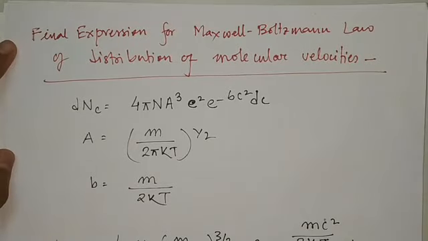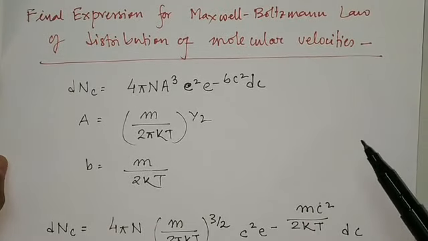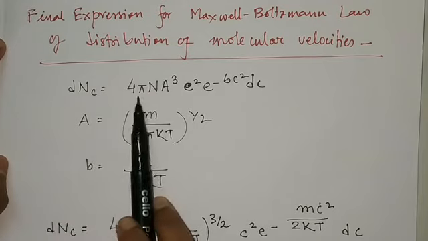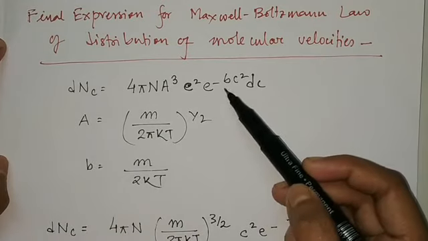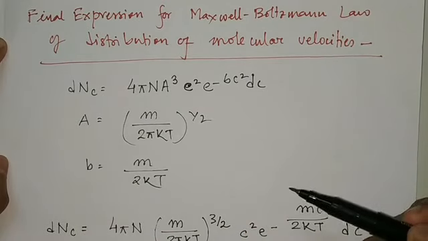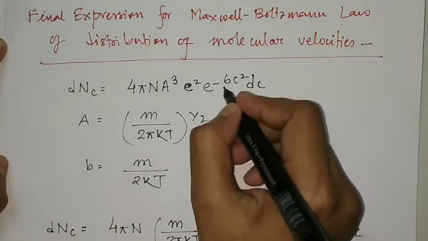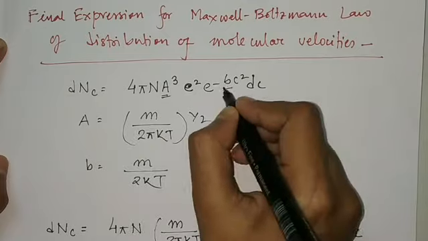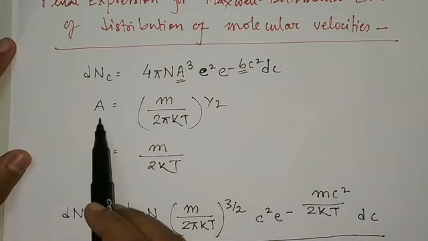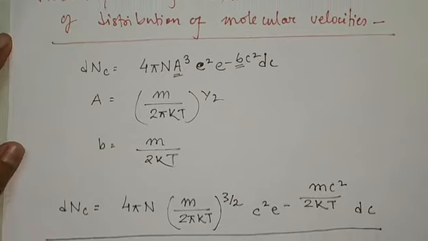So now we'll find the final expression for the Maxwell-Boltzmann law of distribution of molecular velocities. So we had this expression for dn_c, the number of molecules, which is given by 4 pi n a cube c square e to the power minus b c square dc, where n was the total number of molecules in the system, and A and B were two unknown constants whose values we had to find. Now we have found their values: A is equal to root over m by 2 pi kT, and B is m by 2kT.